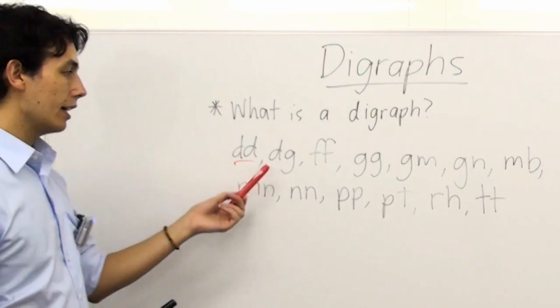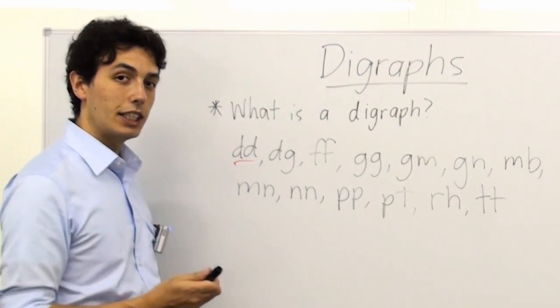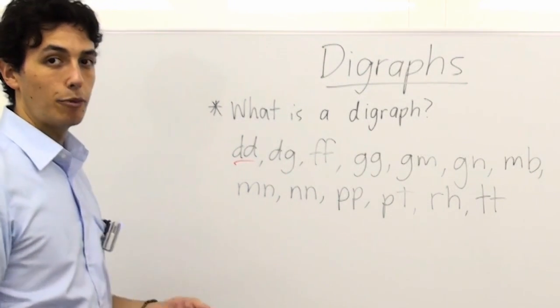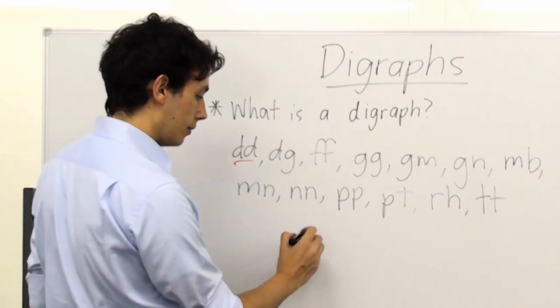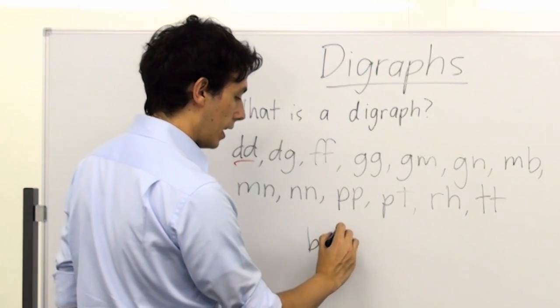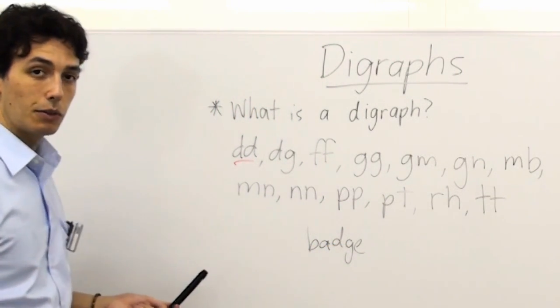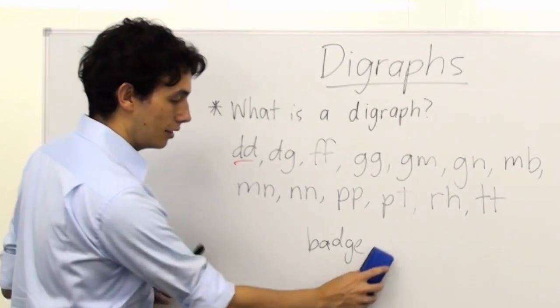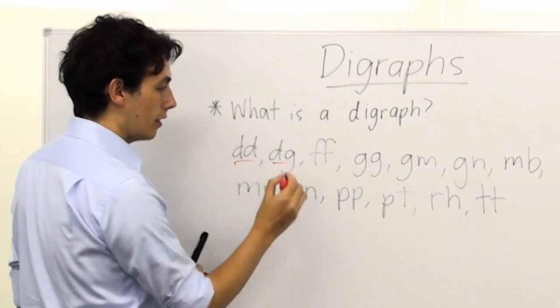For DG we have J. It always makes the soft G sound, as in gem or gel. This time is generally towards the end of a word, as in badge, or similar words like that, budge, fudge. So again, that has just one sound.